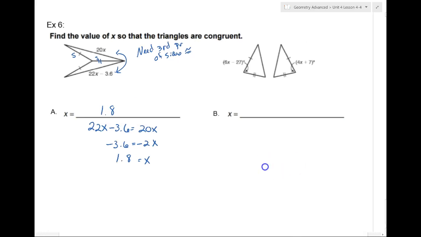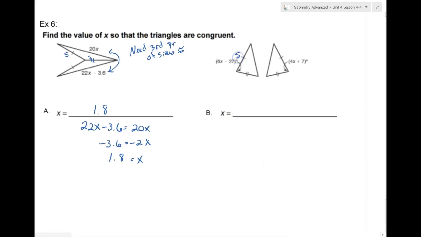Show your work. Okay, now look at this one, scholars. I have a pair of sides, I have a pair of sides, but I don't have the third pair of sides, so I can't use that. But maybe I could use the fact of my angles. So I need to use the side angle side. So I need to show congruent angles. So we're going to set them equal. So I got 6x minus 27 is equal to 4x plus 7. So it'd be 2x equals 34. X is going to equal 17.